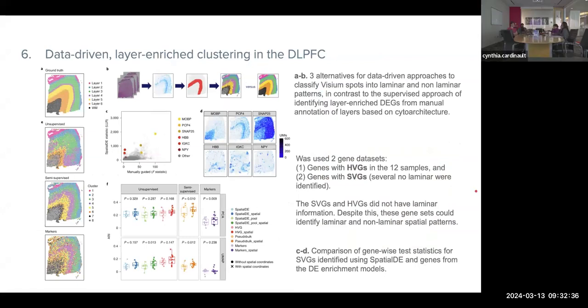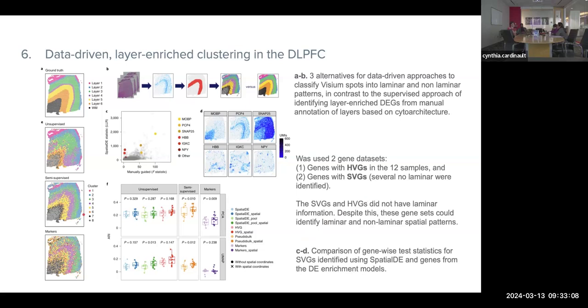Okay, now for this slide, I'm going to explain the data-driven layer-enriched clustering in the dorsolateral prefrontal cortex. So in panel A, we present three alternatives for data-driven approaches to classify these spots into laminar and non-laminar patterns.